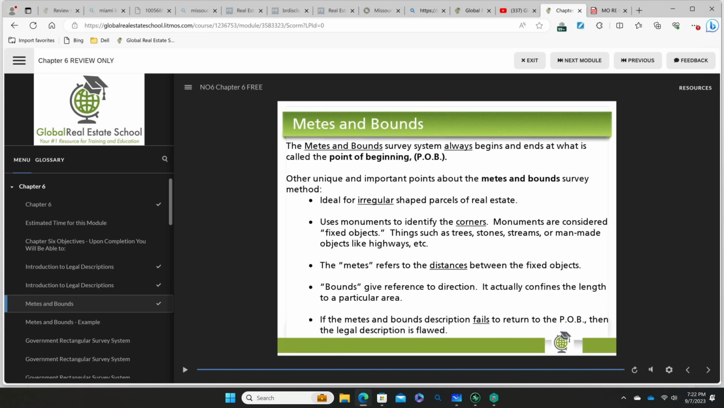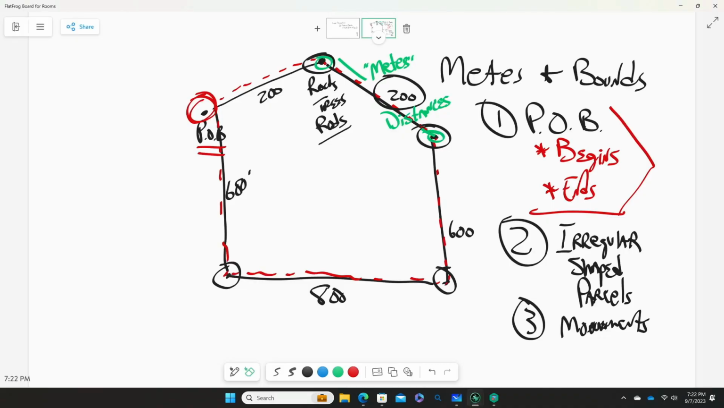And the final point here is if the meets and bounds description fails to return to the point of beginning, then the legal description is flawed. So bounds, and I'm going to do this in green, is direction. So remember, very important, always has to begin at the point of beginning, and it always has to end at the point of beginning. If it fails to end at the point of beginning, then there's a flaw in the legal description.